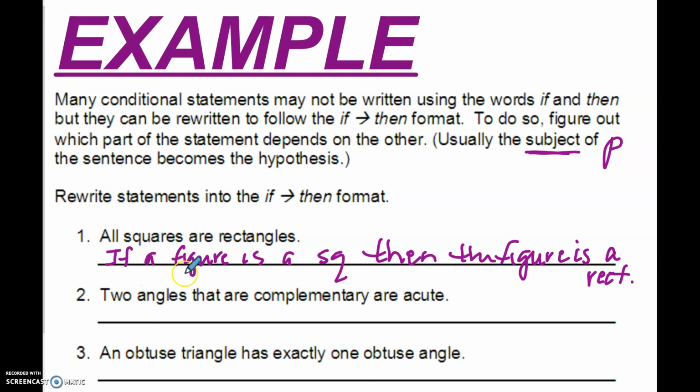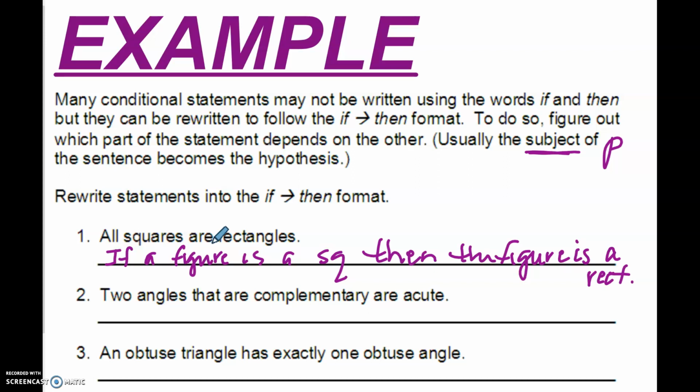Do not put if it is a square, because what is it? So put the figure, the quadrilateral, the polygon. So if a polygon is a square would be very appropriate, but do not say if it is a square, because we don't know what it is.